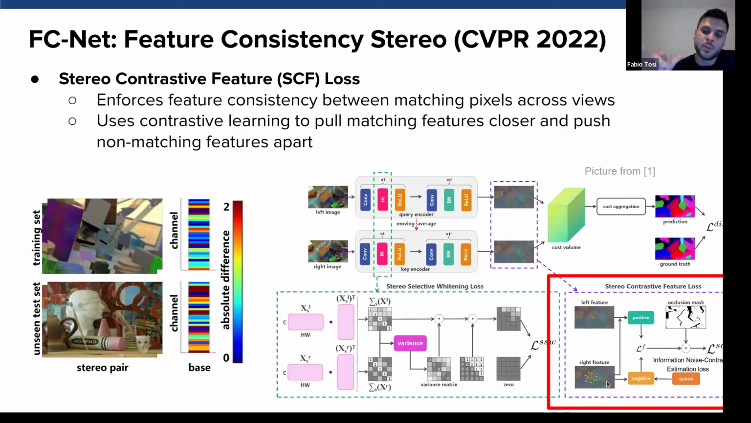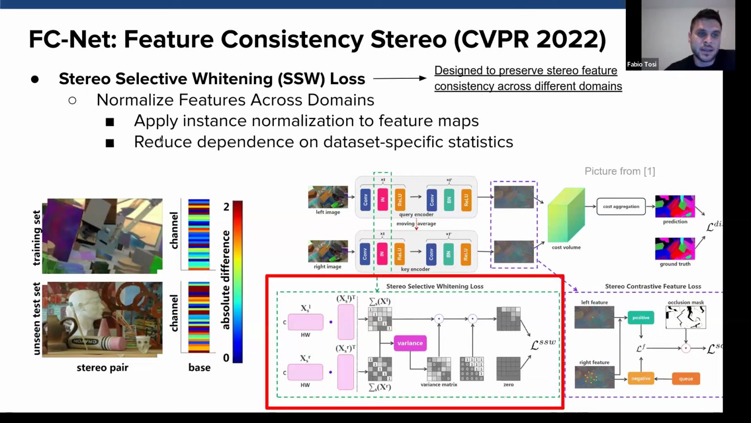And after they compute this set of positive and negative feature vectors, they remove all the possible regions in the image that are occluded, where matching pixels do not exist between the views. And then they apply the InfoNCE, noise contrastive estimation loss, in order to enforce this feature consistency between matching pixels.